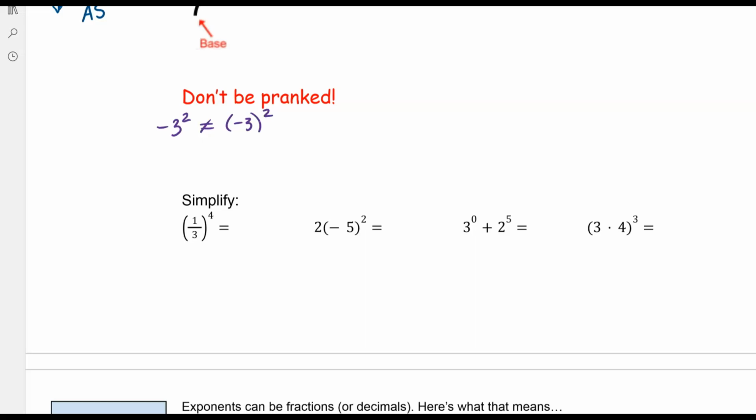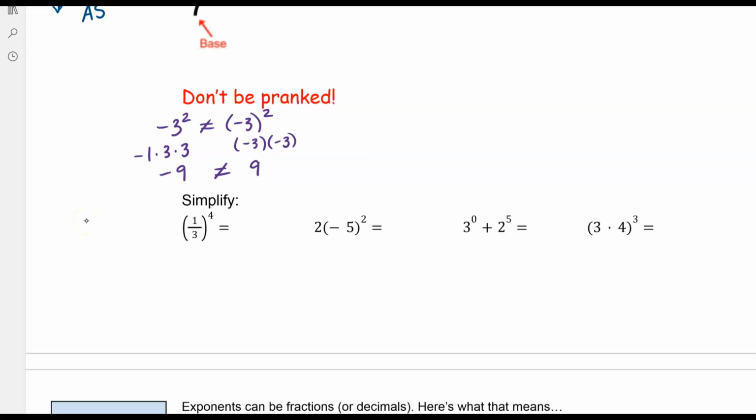In the first example, we have -1 multiplied by 3 squared, which is 3 times 3, which gives us -9. On the second example, we have -3, the negative and the 3 used as a factor twice. So -3 times -3 is a +9, and -9 and +9 are not equal to each other. So that's probably the most common mistake.